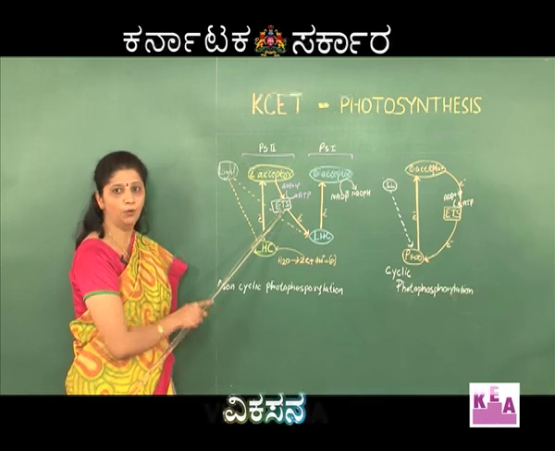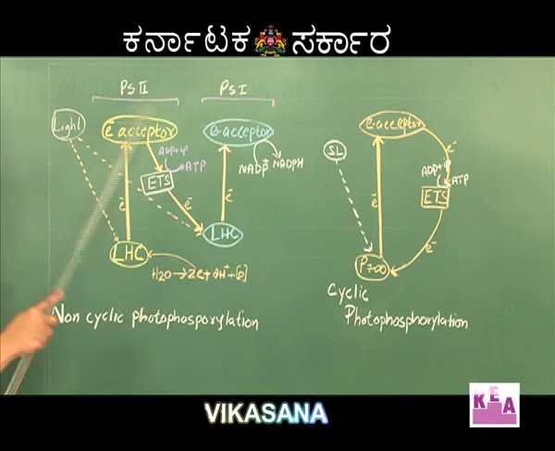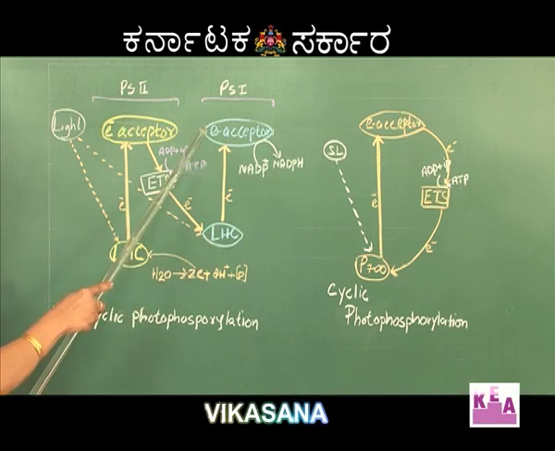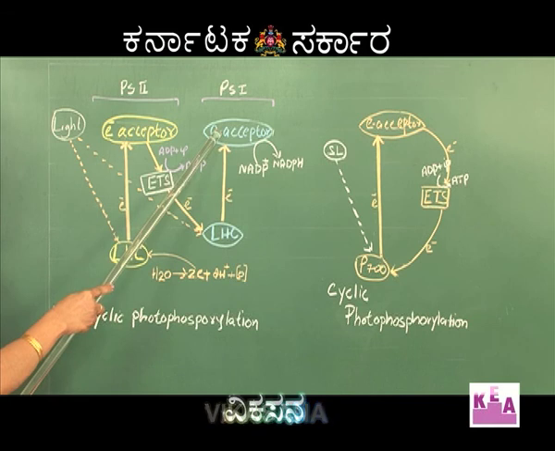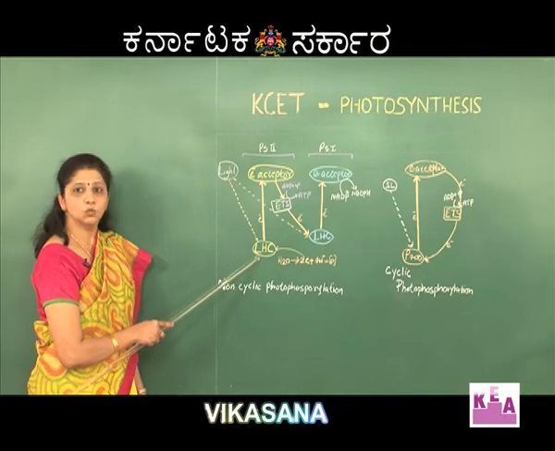During the transport of electrons through the electron transport chain, there will be the production of one ATP molecule. The PS1 also will accept the light energy, and the reaction center of PS1, P700, also will eject the electrons, and the electrons will be accepted by the electron acceptor. And we will come back to PS2 once again.